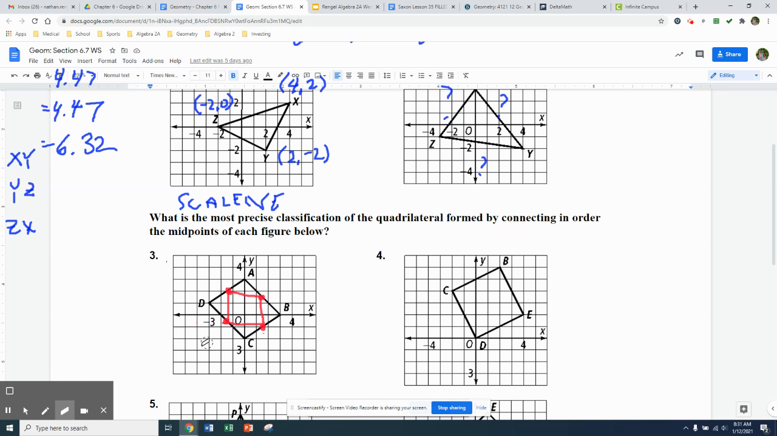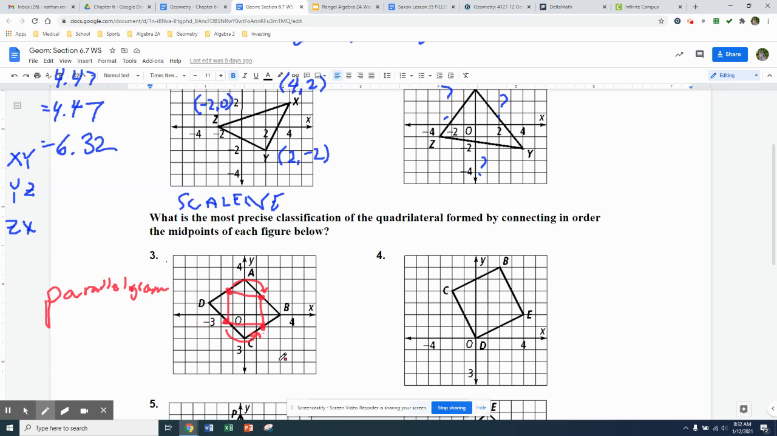And taking a look at it, it looks like my slope between this point and this point is the same as this point to this point. So I've got parallel lines there. And then these are just straight vertical, so those slopes are the same. So what's the most precise? I have a parallelogram in this case. I can tell that because the opposite sides are parallel, and the most specific I can get is parallelogram.